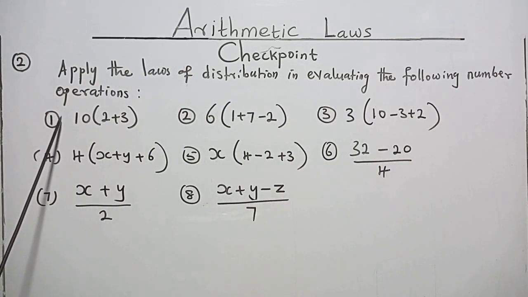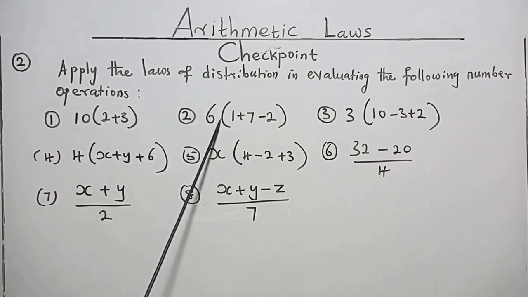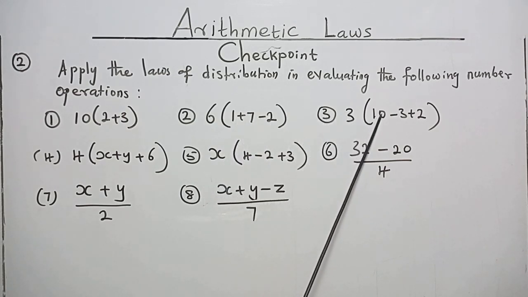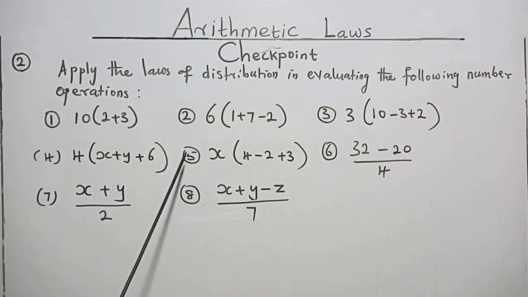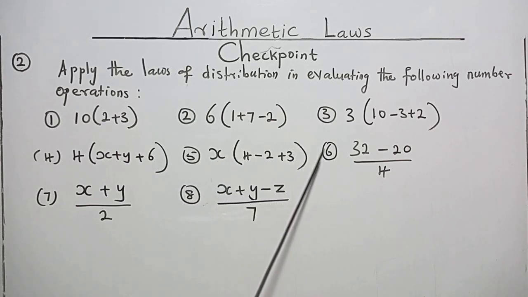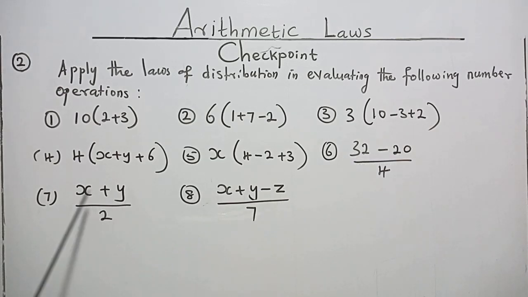Number 1, 10 bracket 2 plus 3. Number 2, 6 bracket 1 plus 7 minus 2. Number 3, 3 bracket 10 minus 3 plus 2. Number 4, 4 bracket x plus y plus 6. Number 5, x bracket 4 minus 2 plus 3. Number 6, 32 minus 20 over 4. Number 7, x plus y over 2. Number 8, x plus y minus z over 7.